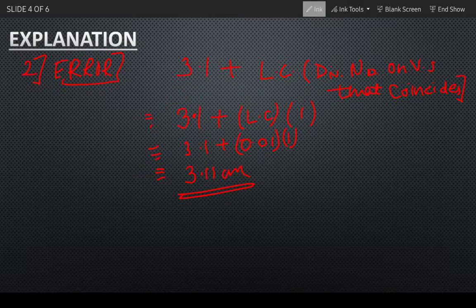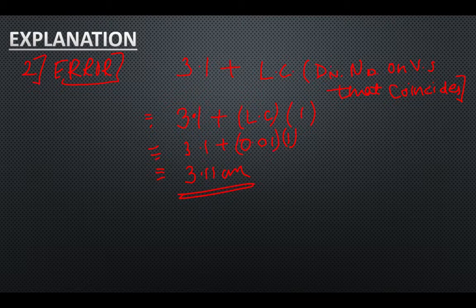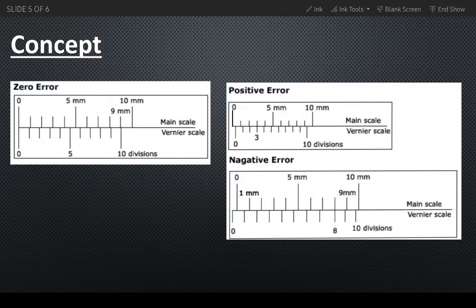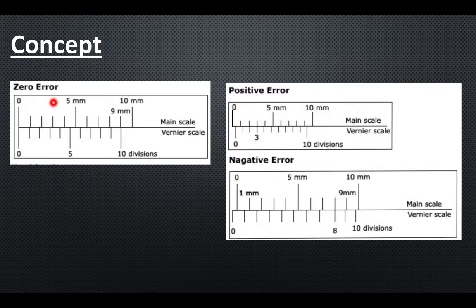So finally we are shifting to the final part of the question, whether it is a positive or a negative error. For this we will first look at the concept. So here you can see the concept written as zero error, which is the ideal case for a vernier caliper. The zero of the main scale reading coincides with the zero of the vernier scale reading. This is a perfect ideal case, which is referred to as a zero error. Over in the positive error, we see that the zero of the main scale reading is behind the zero of the vernier scale reading.